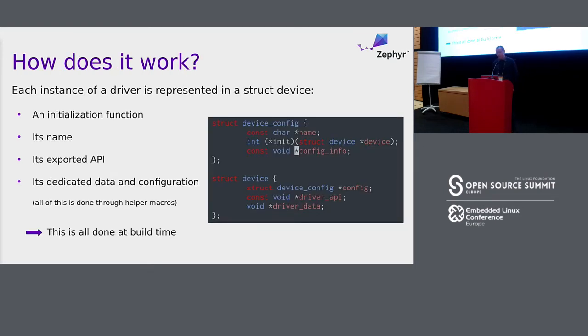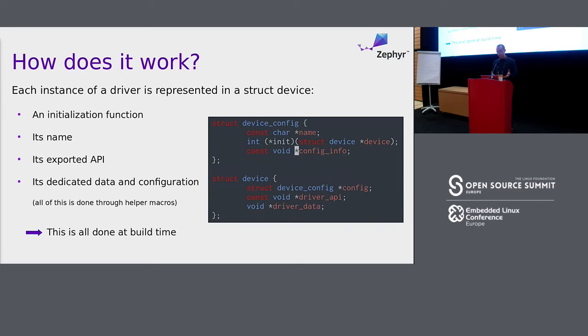So how does it work? It's very simple, very straightforward. There are two structures, but we could basically talk about only one, which is the struct device. That one provides a means to expose an initialization function, a name for the device instance, the API you export, and if needed, specific data or specific configuration for the device, which is really per driver specific. So it's enabled, but might not be used.